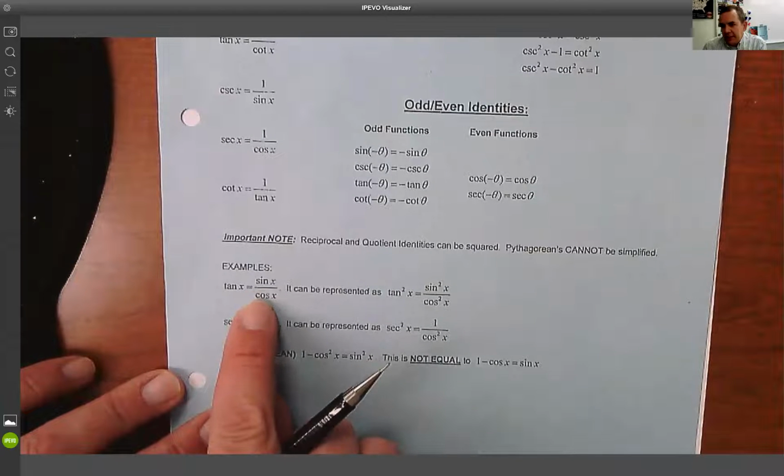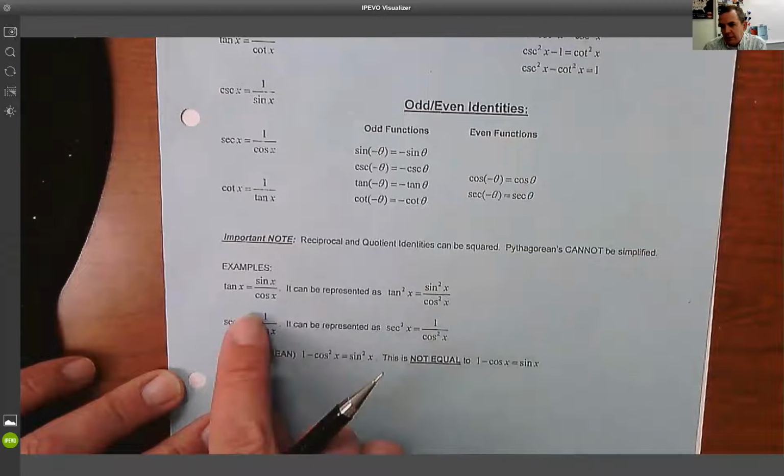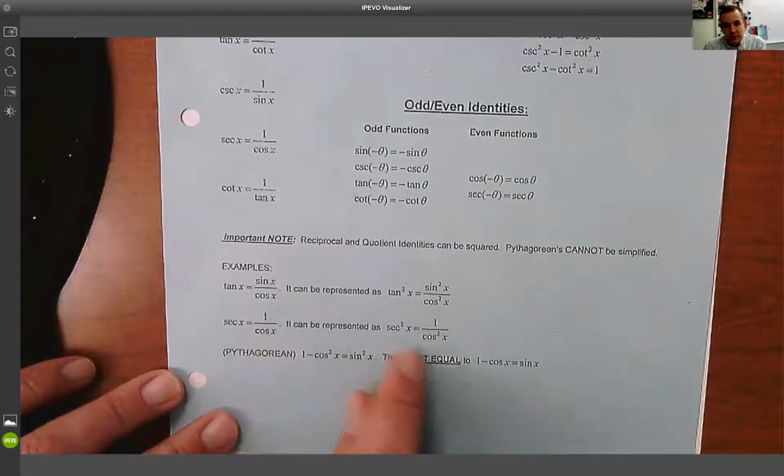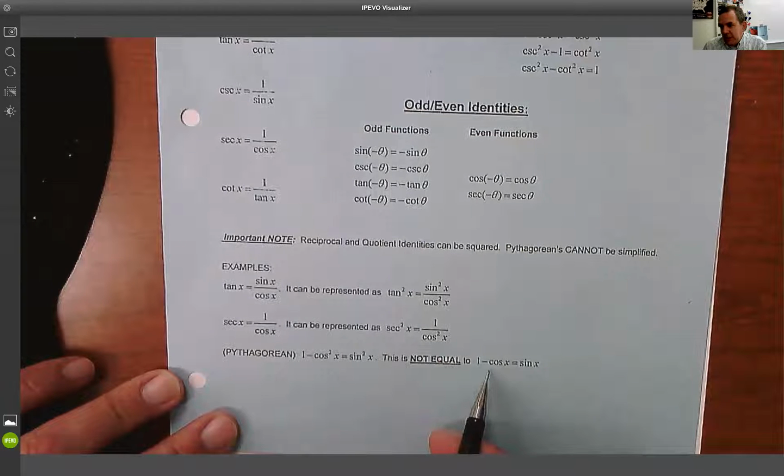If tangent x is sine over cosine, tangent squared is sine squared over cosine squared. If secant is 1 over cosine, secant squared is 1 over cosine squared. And the big thing is with the Pythagoreans, it does not mean that 1 minus cosine x equals sine x. I can't just take the square root of each side.